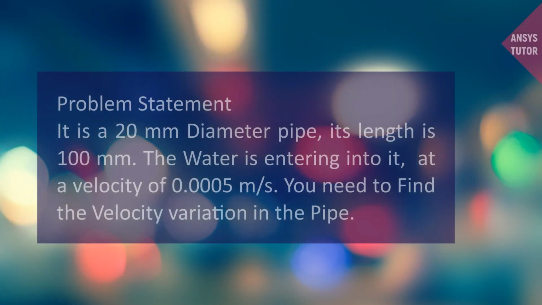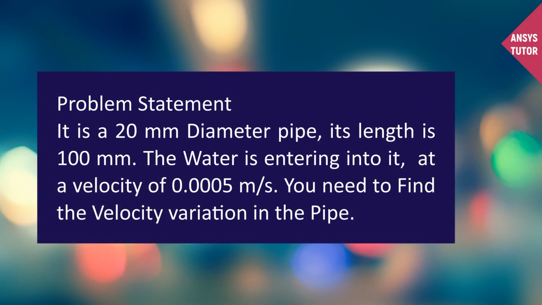Here is the problem statement. It is a 20 mm diameter pipe, its length is 100 mm. The water is entering into it at a velocity of 0.0005 meter per second. You need to find the velocity variation in the pipe.